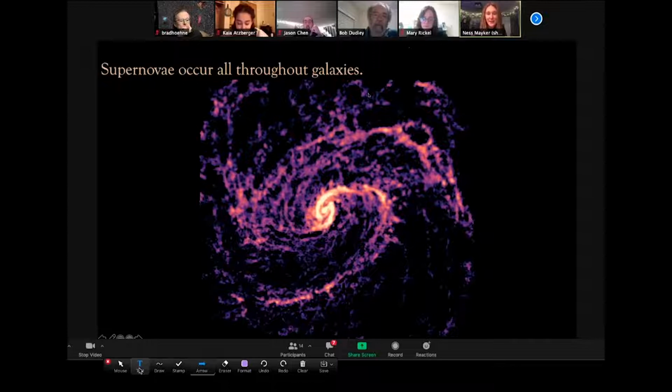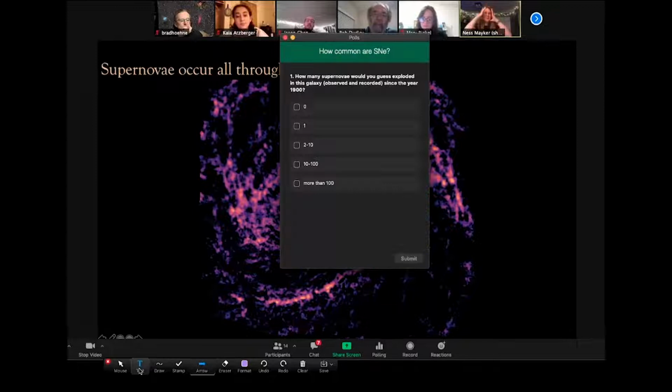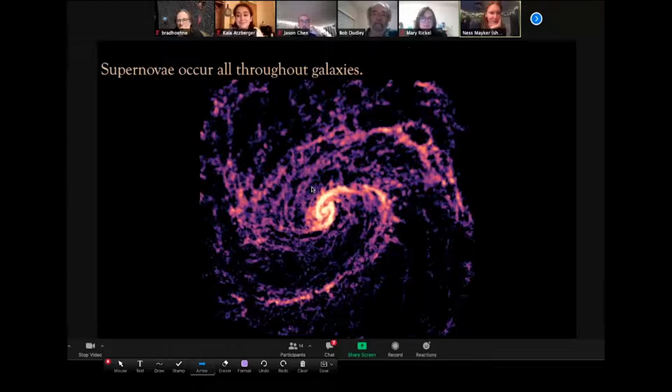So if you had to guess how many supernovae we would expect to find in this galaxy in the last 121 years, so since 1900, how many supernovae do you think we would find? And there are no wrong answers. I just want to know what your intuition is about how frequent supernova are. Can everybody see the poll? Okay. All right. Great.